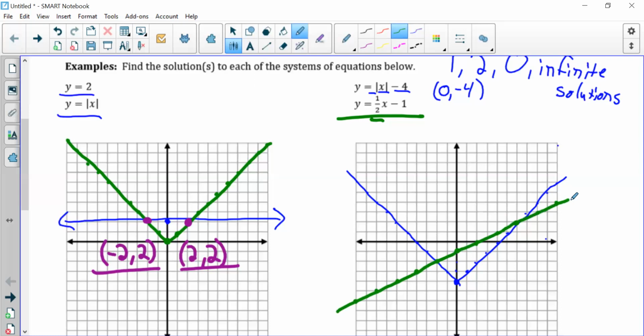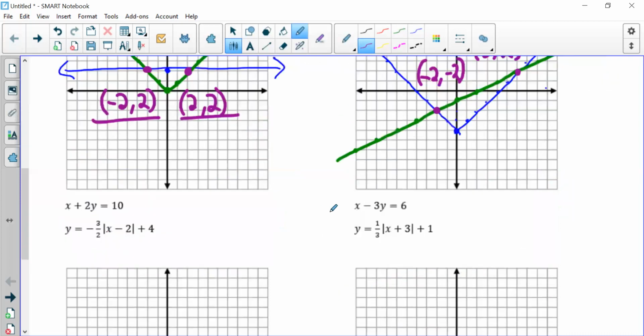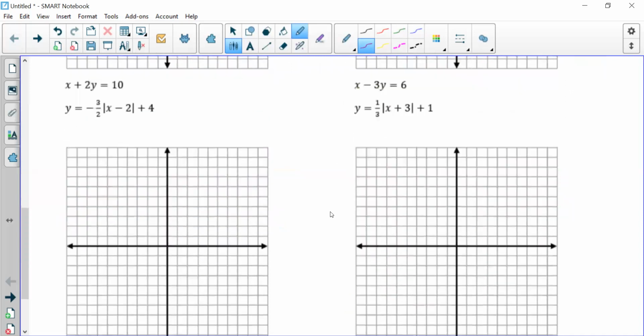All right. So where we cross was right here and right here. So what are these coordinates? Well, this one is -2, -2. And this one is 6, 2. So those are my solutions. All right, you guys starting to get it now? We're just graphing them on the same graph and then going from there.